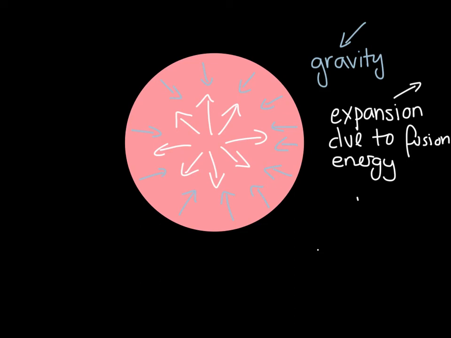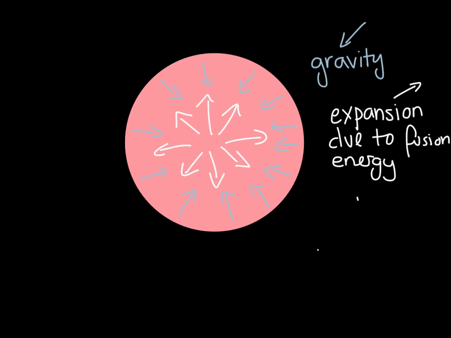because fusion is taking place in the star, fusion, we know from all of our work in nuclear physics, is releasing energy, and the energy is making the gas hot and giving the particles lots of energy to move around. And we know that when gases get hot, they expand. So we've got expansion due to the fusion energy released, but then we've also got gravity pulling the star inwards. And in a main sequence star, these two forces are balanced.